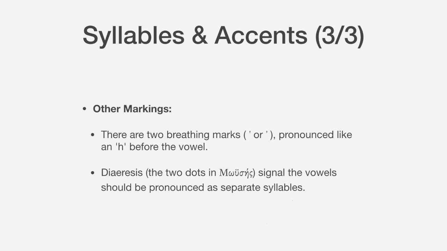Finally, you have diaeresis. Diaeresis tells you that you have to pronounce two vowel sounds independently. So in this example, you have the word Mouses. You notice I'm not saying Moses or mousses or something like that. You pronounce those two vowel sounds separately. So whenever you see the diaeresis, you just remember those two little dots tell you that you've got two separate sounds.